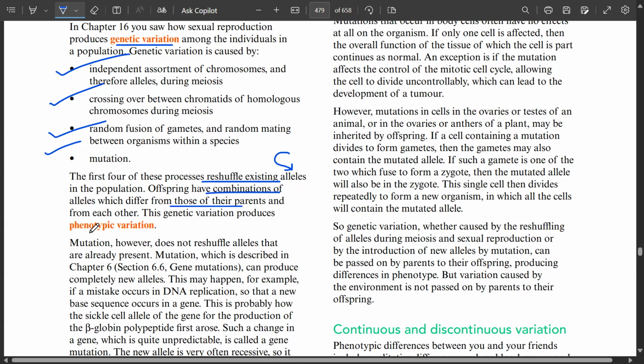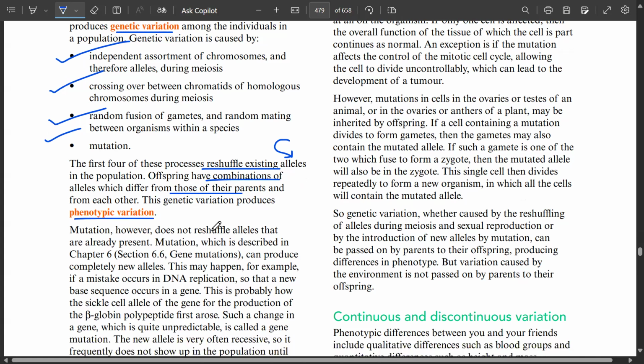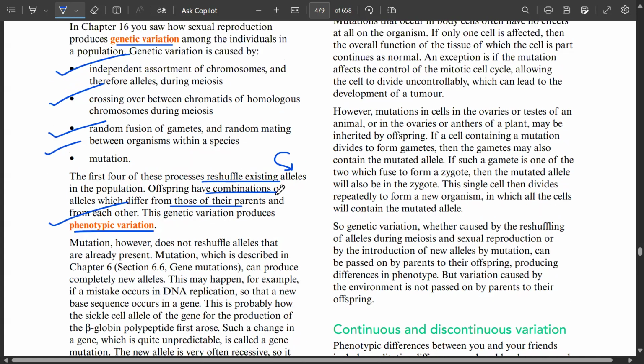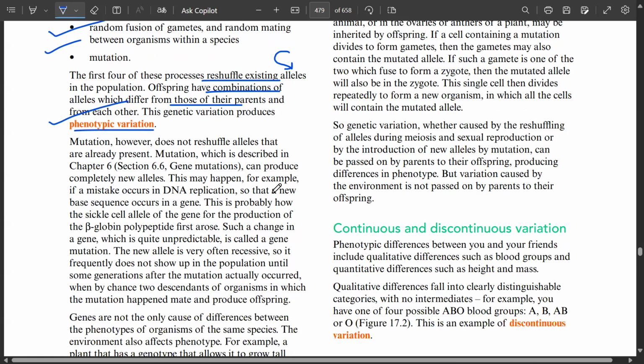The genetic variation produces phenotypic variation. What is phenotype and what is genotype? Can you explain to me? Phenotype is what contributes to the physical appearance. For example, eyes or the color of the hair. Genotype is the genetic makeup of the organism, of the offspring.